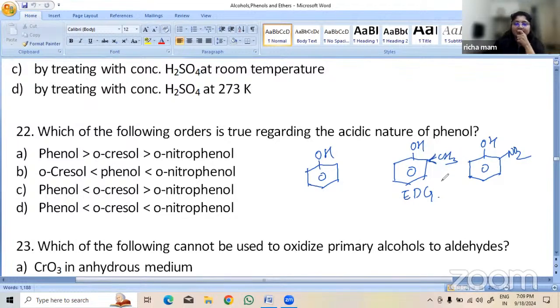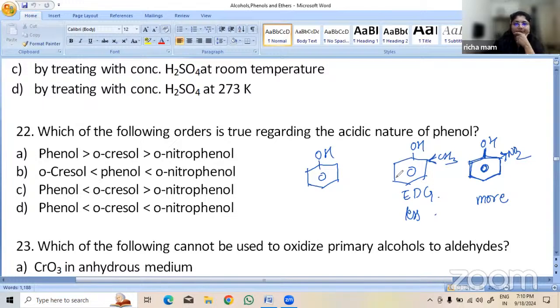So acidic, right? So this is less acidic. The electron withdrawing group is the nitro group. So what will happen? The electron density is less in the benzene ring. So because of that, what will happen to acidic strength? Acidic strength will be more as compared to phenol.